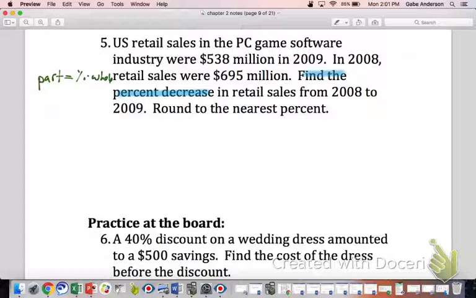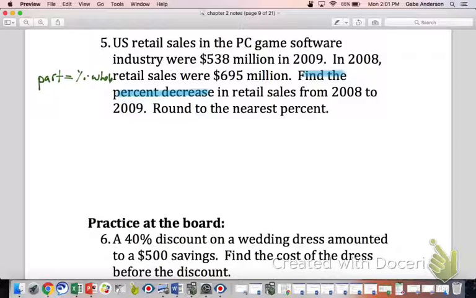Okay, so what do we know? Do we know the part? Do we know the percent? Do we know the whole thing? We don't know the percent. Will, what do you think? Well, I think we know the whole and the part. Okay, so what do you think the whole thing is? The 695 million. Yes. So I'm just going to write it as 695. Let's just remember it's in millions.